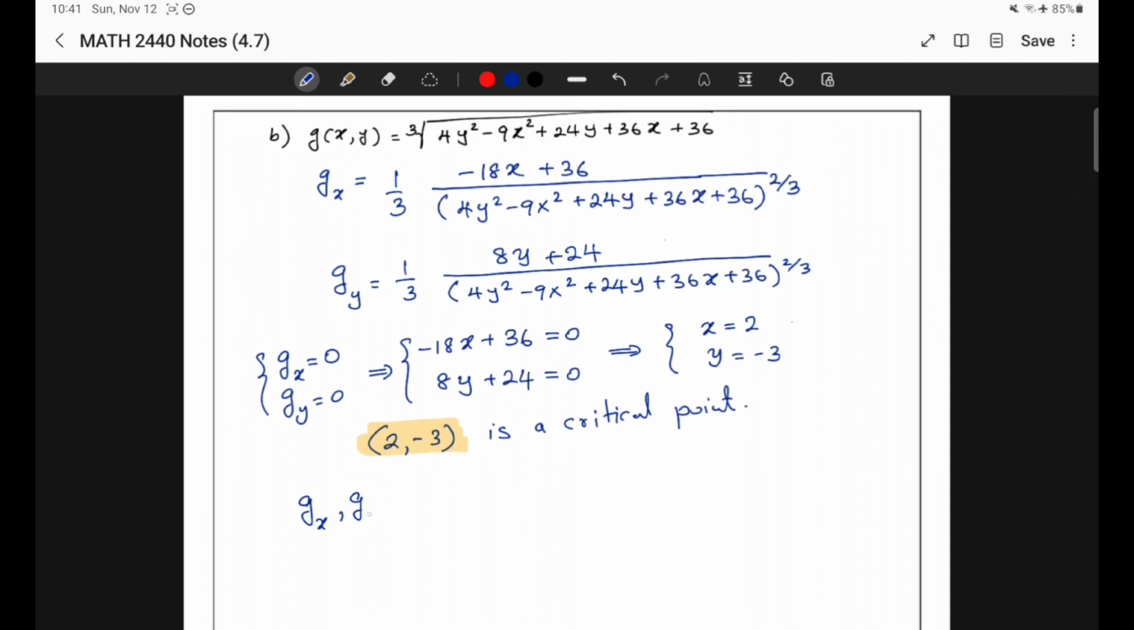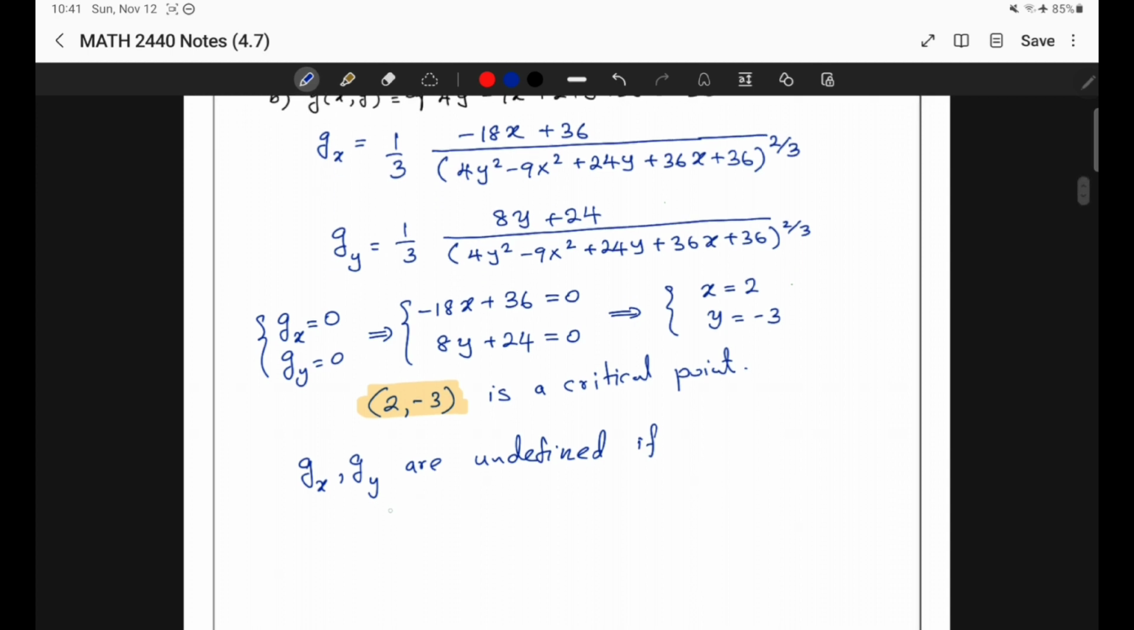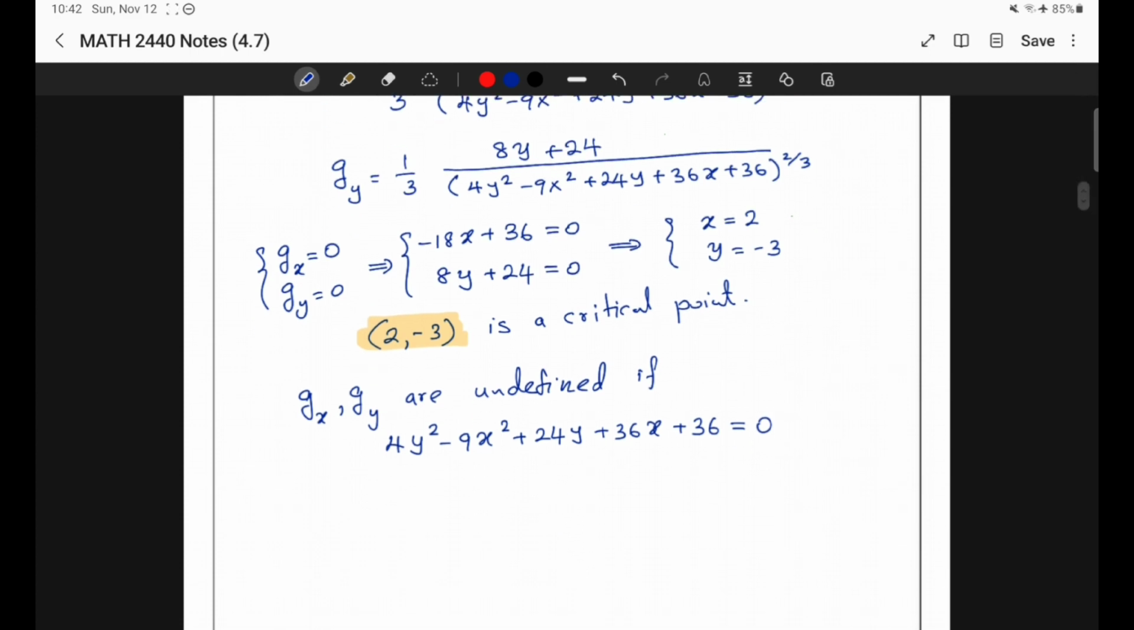So g sub x, g sub y are undefined if the denominator is equal to 0, which means 4y squared minus 9x squared plus 24y plus 36x plus 36 equals 0. So the points that satisfy this equation are also critical points.